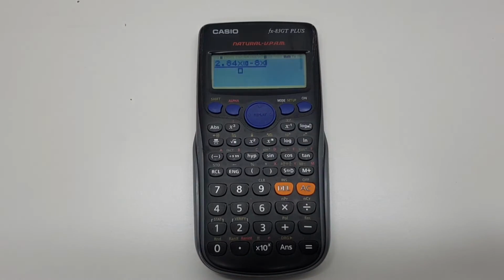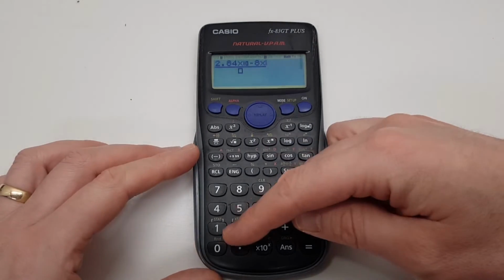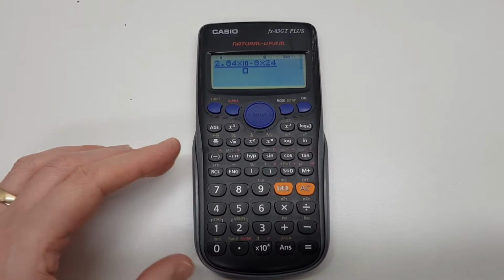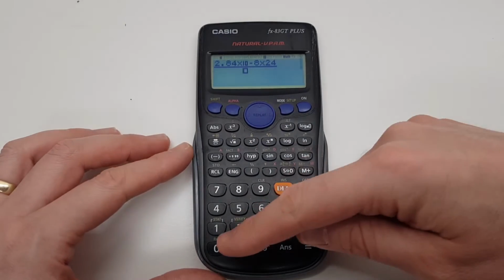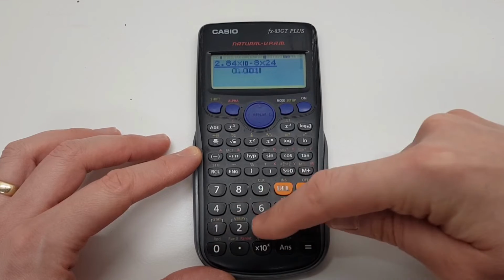And then we're going to multiply that whole thing by 24. So times that by 24. And then we're going to divide it by the resistance, which is 0.00139.